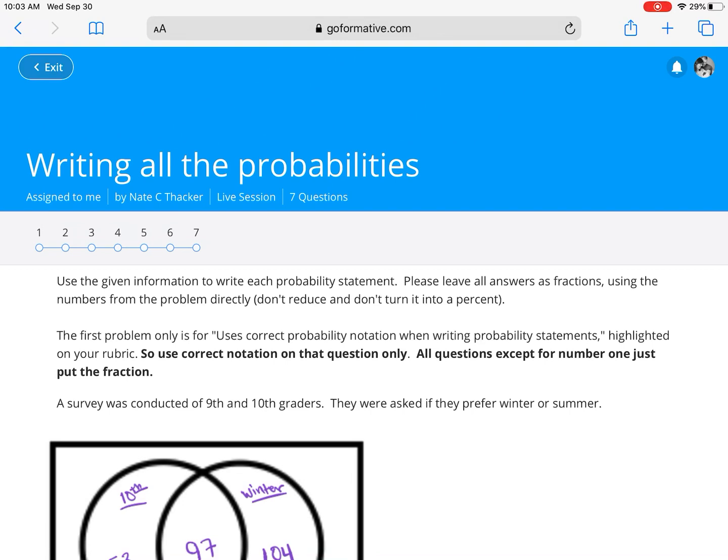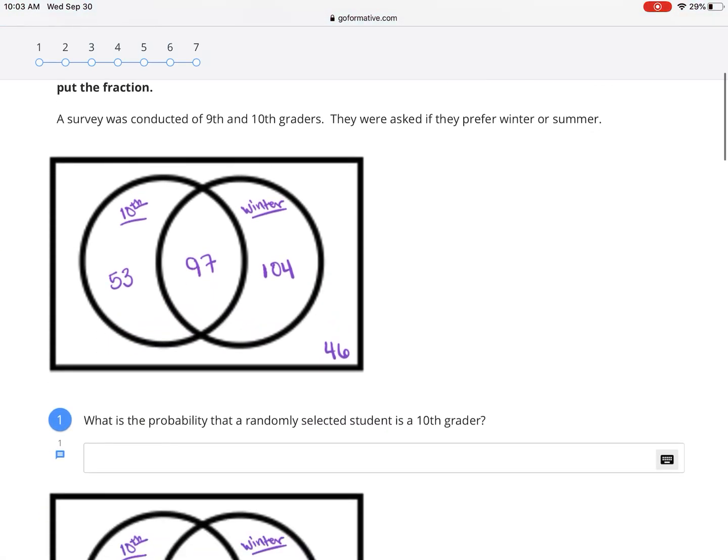A survey was conducted of 9th and 10th graders. They were asked if they prefer winter or summer. Here we go. Number 1, what is the probability that a randomly selected student is a 10th grader? Okay, so to get my total people in the whole survey, I need to add all 4 purple numbers, okay? 53, 97, 104, and 46.